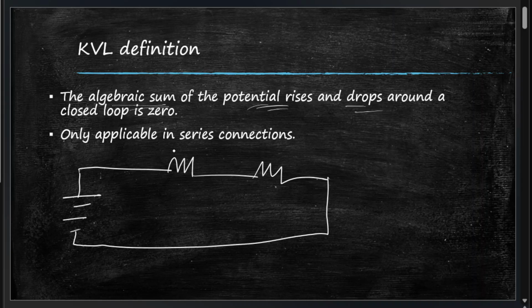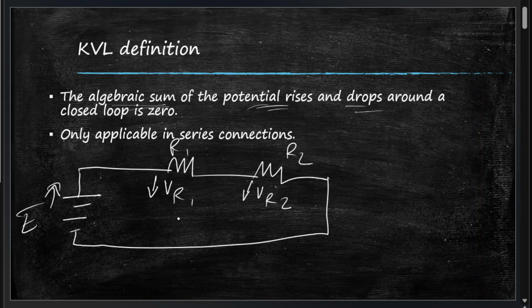Let these be R1, R2, and this is E. So every load, or every resistor, is a voltage drop. The voltage drops as it goes through a resistor. So this would be voltage drop VR1, and this would be voltage drop VR2. And voltage rise is the voltage that is applied, and the only voltage that's been applied here is E. So this is voltage rise.